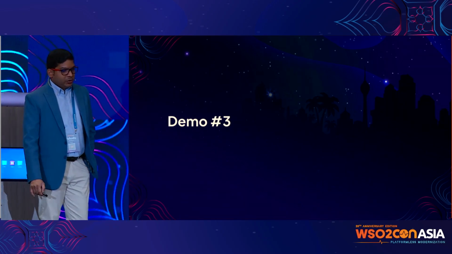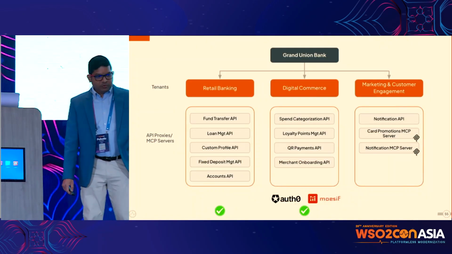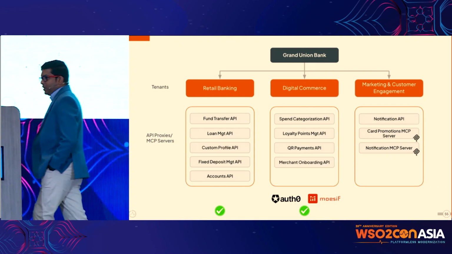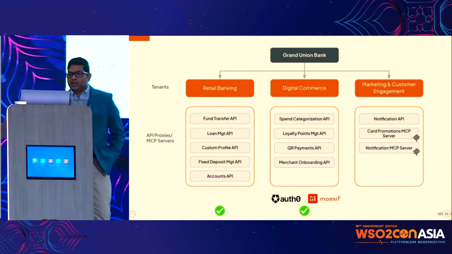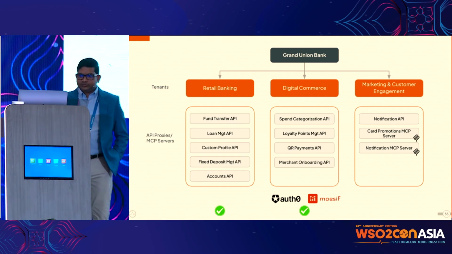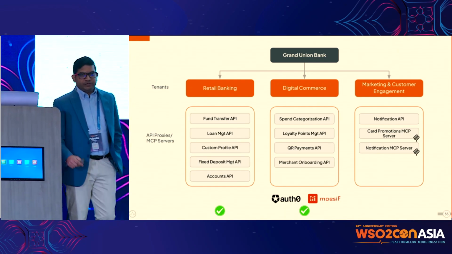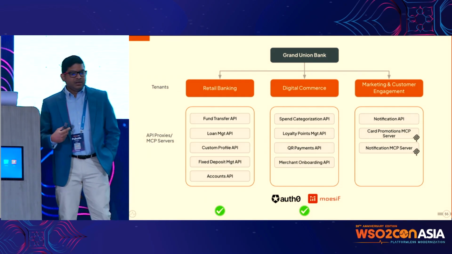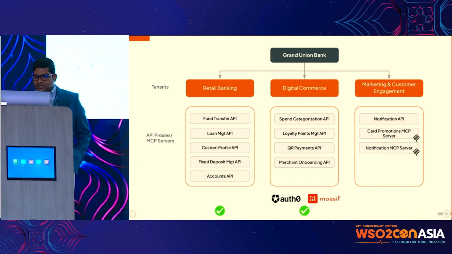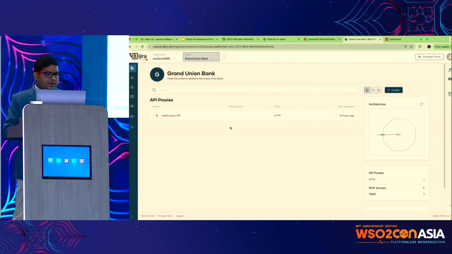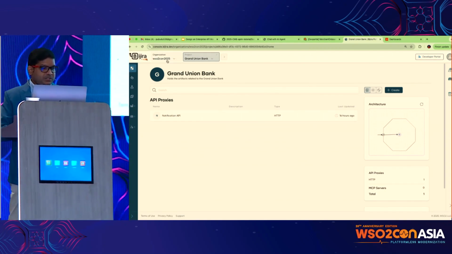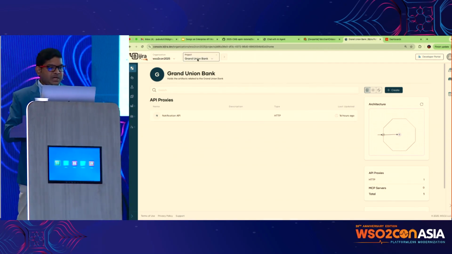Right, so I'll go through the demo. Demo 3 is about the marketing and user management engagement tenant, where I have a notification API, and then I have other MCP servers. I'll quickly go through that. Right, so I am in Bijira. This is my organization, and this is my project.